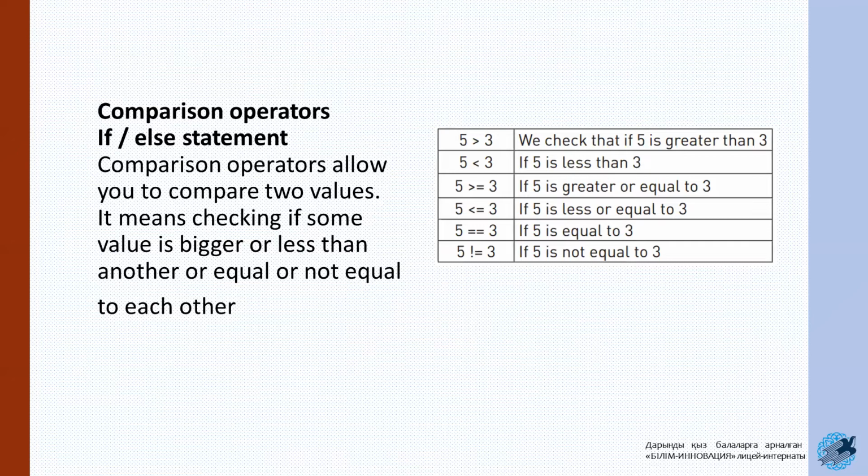We check if 5 is greater than 3, if 5 is less than 3, if 5 is greater or equal to 3, if 5 is less or equal to 3, if 5 is equal to 3, if 5 is not equal to 3. You have to learn these comparison operators by heart.